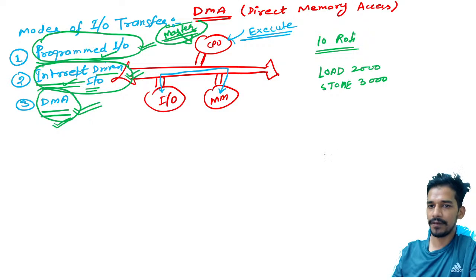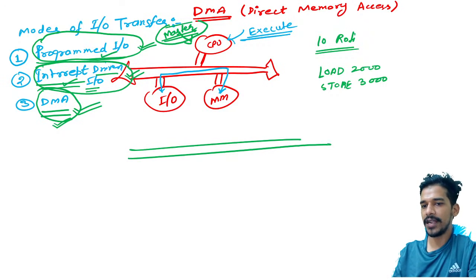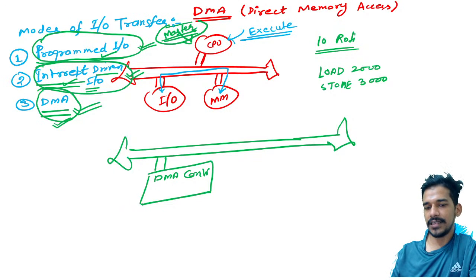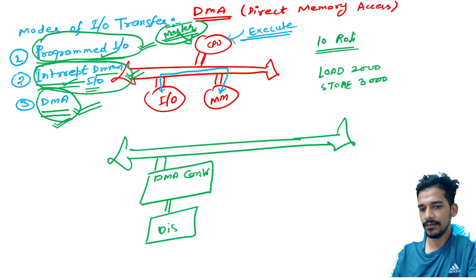Now what is the meaning of cycle stealing mode? Cycle stealing mode means that, so I told you that we have the system bus, and the system bus is connected to the DMA controller. DMA controller has a data bus and an address bus. So DMA controller is connected to the system bus, and then the disk is connected to the DMA controller, right?